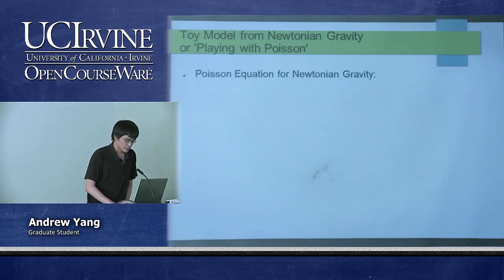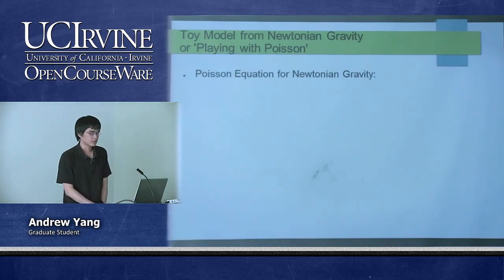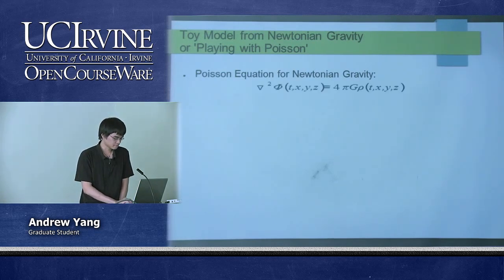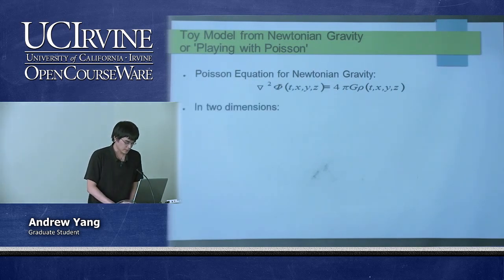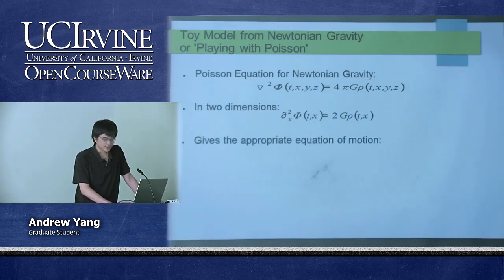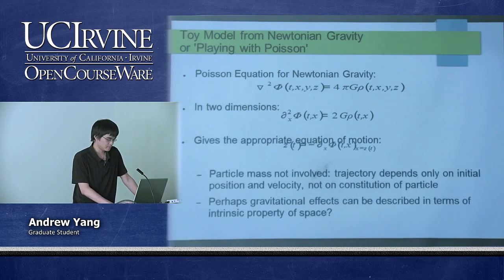So if we do it from Newtonian gravity, we can try writing the Poisson equation. We can consider the Poisson equation for Newtonian gravity, and this is it in 4-dimensional form. And in 2 dimensions, we have something similar, but not quite exactly the same. Either way, the purpose is to get the appropriate equation of motion.